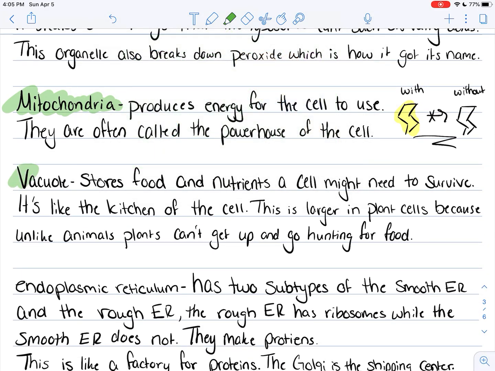The vacuole stores food and nutrients a cell might need to survive. It's like the kitchen of the cell. This is larger in plant cells because unlike animals, plants can't get up and go hunting for food. So when you water a plant, the plant will hold on to that water because it doesn't always have access to that water. Whereas animals, such as your dog, can go into the kitchen or wherever you keep the water bowl and take a few drinks of water. Plants can't do that, so they have to store things for the future when they're going to need them.